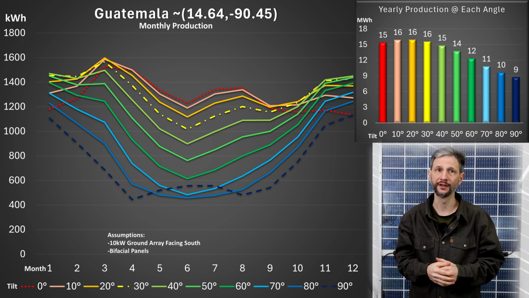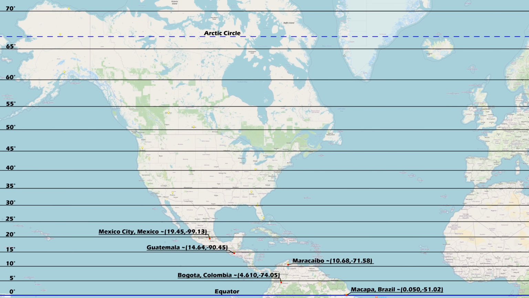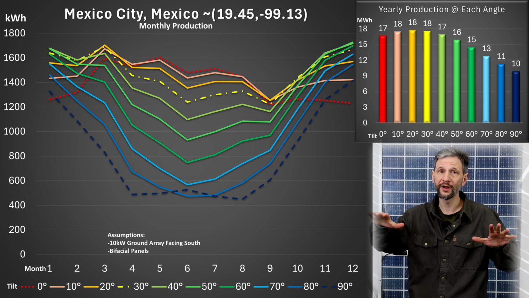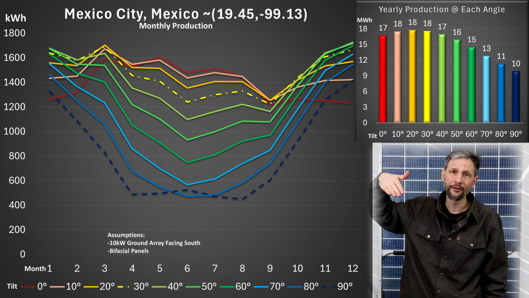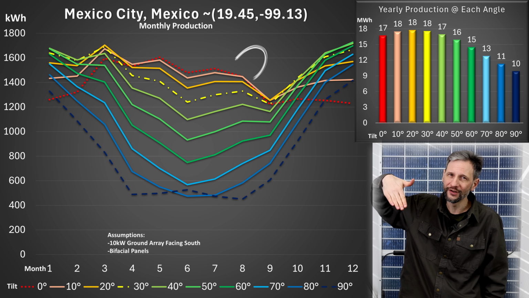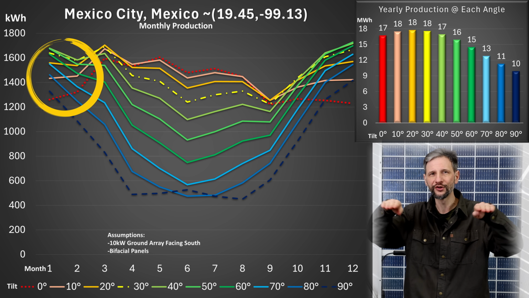Moving into Mexico at 20 degrees latitude, we start to see more spread in the production in the winter months. Even though 20 degrees produces the most power for the year, you might favor a 30-degree tilt if you're trying to improve your winter production.